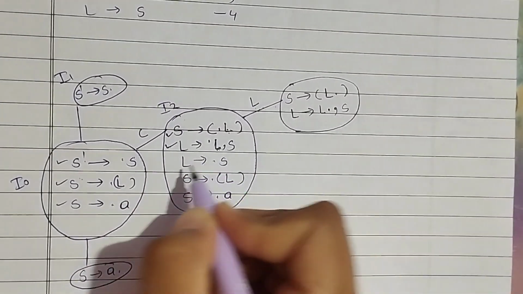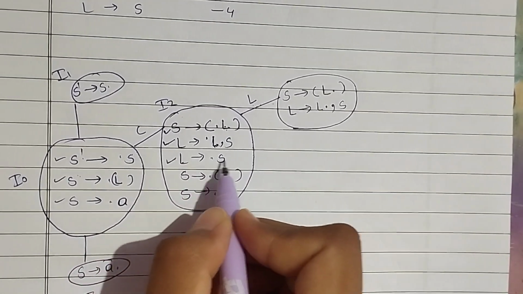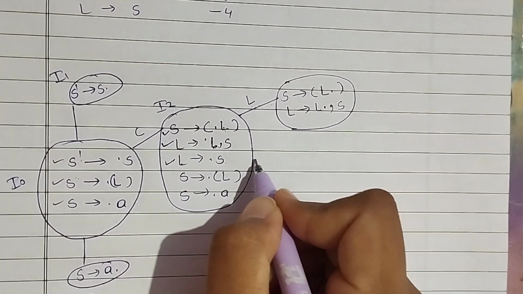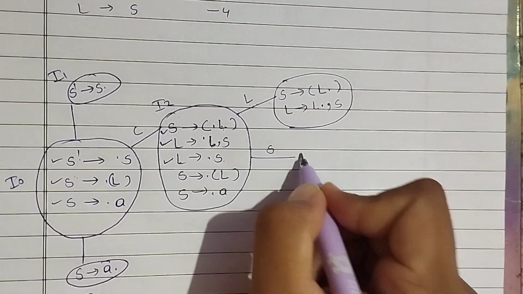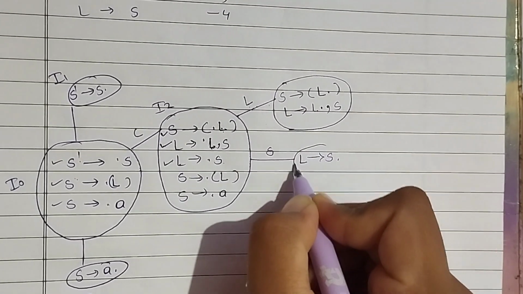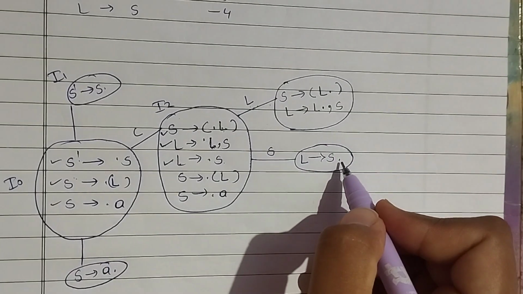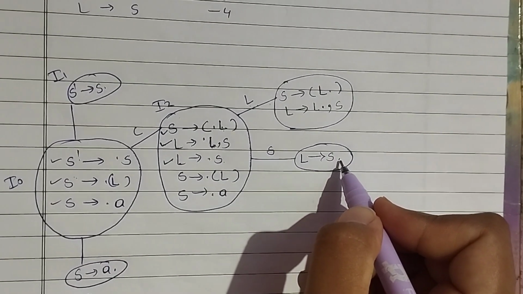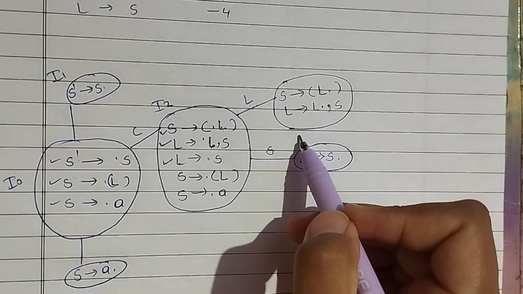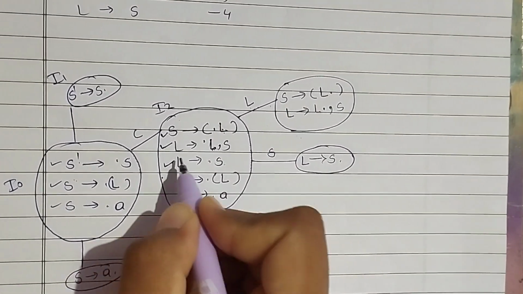Now this is also completed. Now we move here: L → ·S. We change this with respect to S. So L → S·. This is the one state, and we do not explore more because nothing is present after the dot. This is the acceptance state. Here also a terminal is present, so we do not explore any grammar further. So this is also now completed.